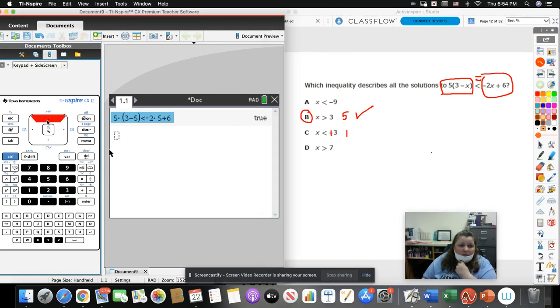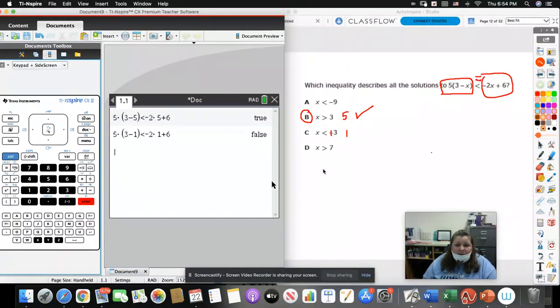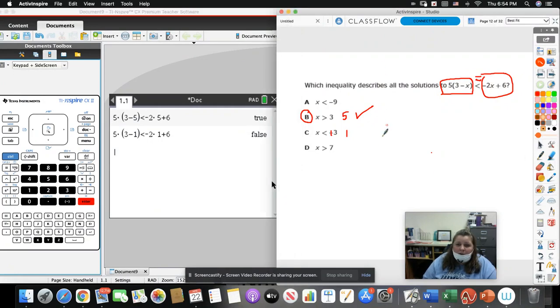And if I do that for the second one, and this time I plug in 1, in place of 5, I put 1, enter, it comes out false. So I would know this is not the correct answer. Okay, the one that's true would be the correct answer.